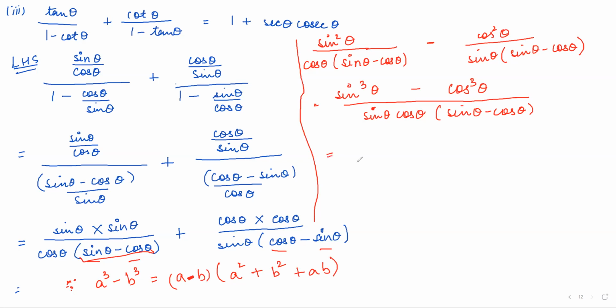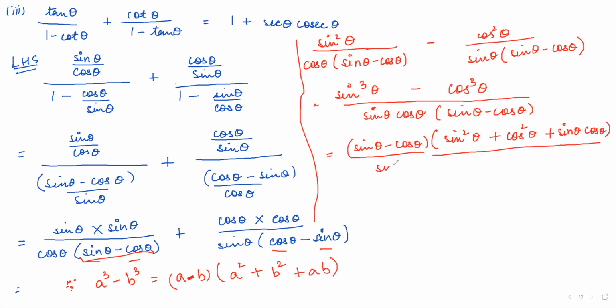So A cube minus B cube I'm doing in the numerator. That becomes your sine theta minus cos theta, and then A square, that means sine square theta plus cos square theta, plus AB, that means sine theta into cos theta. And then the denominator, whatever you have: sine theta, cos theta, and then you have sine theta minus cos theta. Fine, Abdullah, so far? Yes, ma'am.